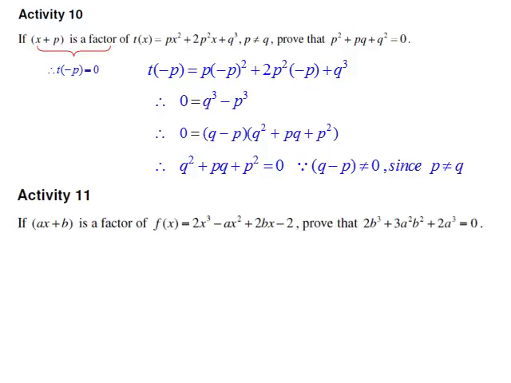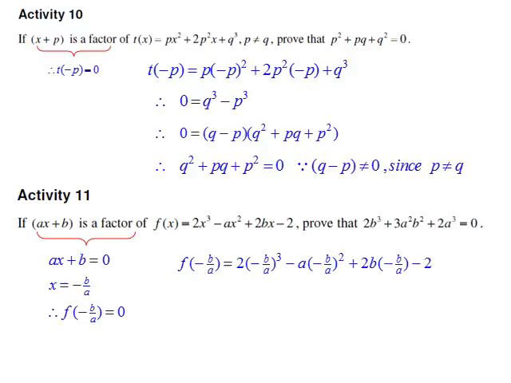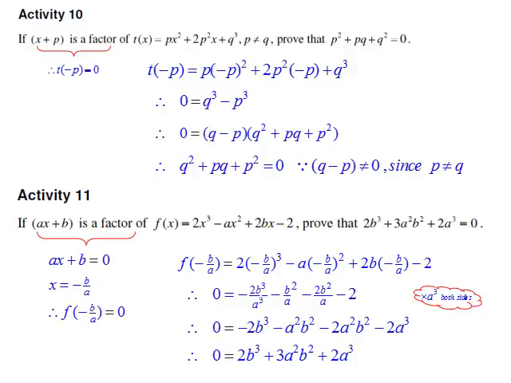In activity 11, we're asked: if ax plus b is a factor of f(x), prove that 2b cubed plus 3a squared b squared plus 2a cubed is equal to 0. So again, if ax plus b is a factor of f(x), then f of minus b over a is 0. So if we calculate f of minus b over a, equate it to 0 and simplify, multiplying both sides by a cubed, we can prove that 2b cubed plus 3a squared b squared plus 2a cubed is indeed equal to 0.